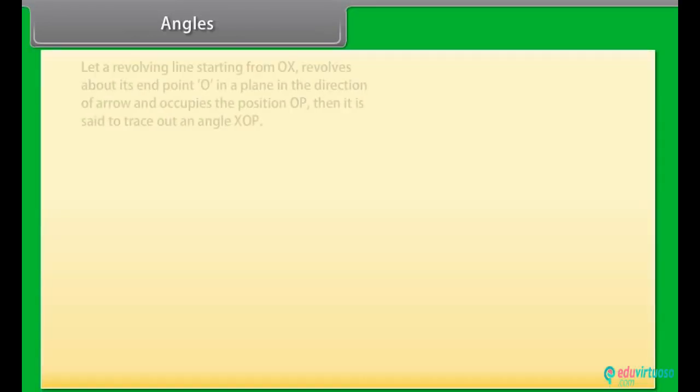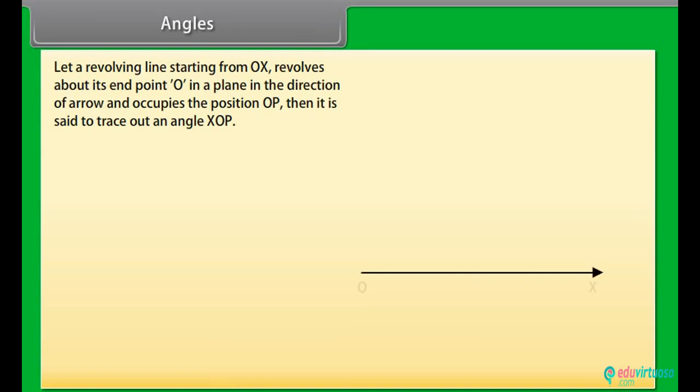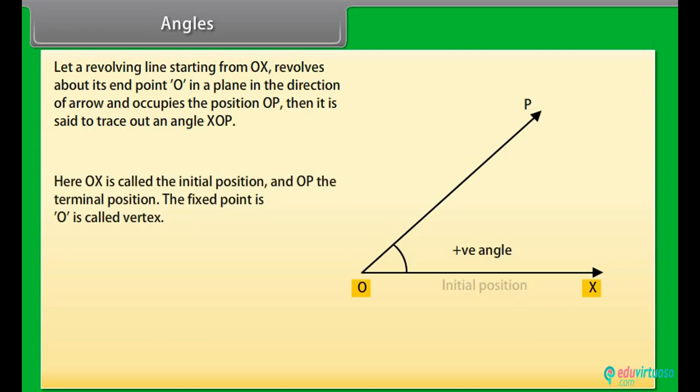Angles. What are the angles? Let a revolving line starting from OX revolve about its endpoint O in a plane in the direction of the arrow and occupy the position OP. Then it is said to trace out an angle XOP. Here, OX is called the initial position and OP the terminal position. The fixed point O is called the vertex.